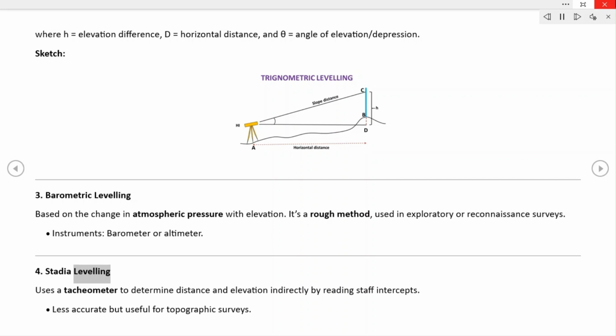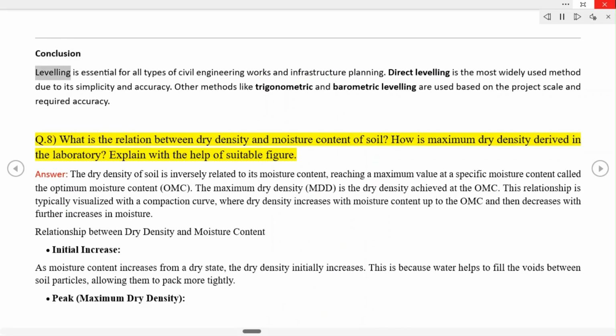4. Stadia leveling. Uses a tachymeter to determine distance and elevation indirectly by reading staff intercepts. Less accurate but useful for topographic surveys. Conclusion. Leveling is essential for all types of civil engineering works and infrastructure planning. Direct leveling is the most widely used method due to its simplicity and accuracy. Other methods like trigonometric and barometric leveling are used based on the project's scale and required accuracy.